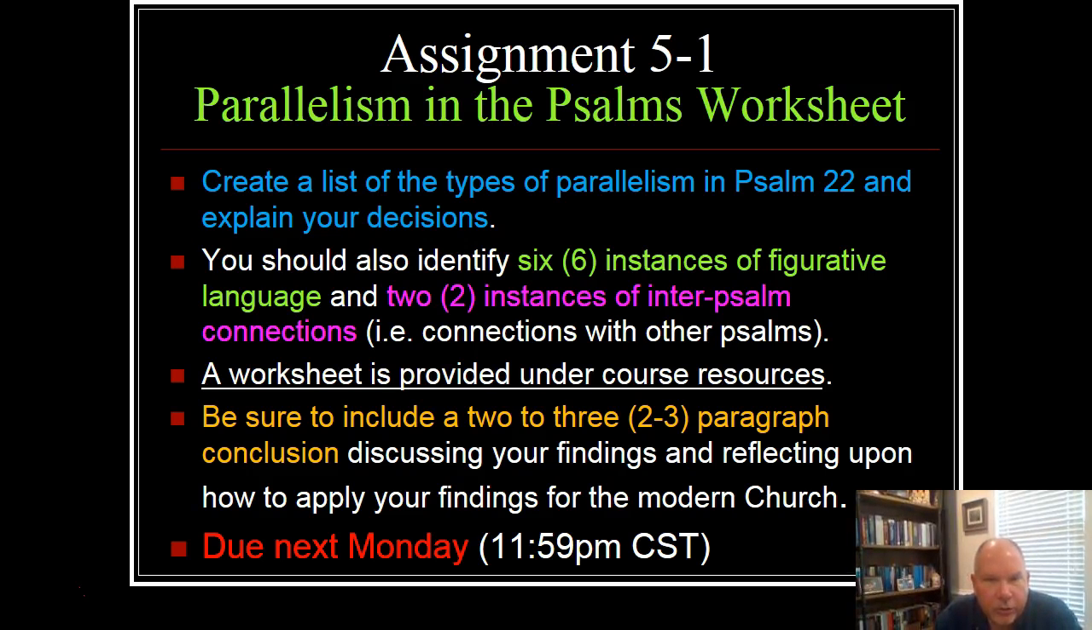Do be sure to include 2 to 3 paragraphs in a conclusion discussing your findings and reflecting upon how to apply your findings to a modern church. In other words, after understanding Psalm 22's parallelism, how can that help you in discussing this psalm or teaching this psalm in a Bible study format within the church?